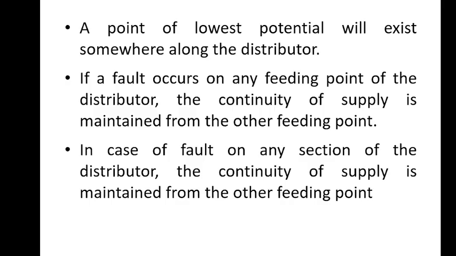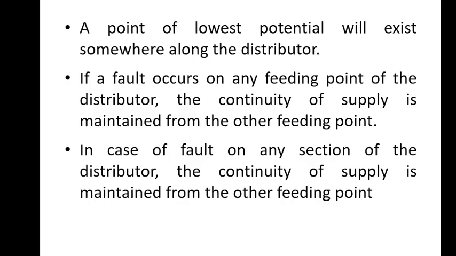In this slide, I want to further examine the characteristics and the advantages of distributor fed at both ends. In each system, there is always a point of minimum voltage somewhere along the distributor, known as the point of lowest potential, and its location depends on the load distribution.